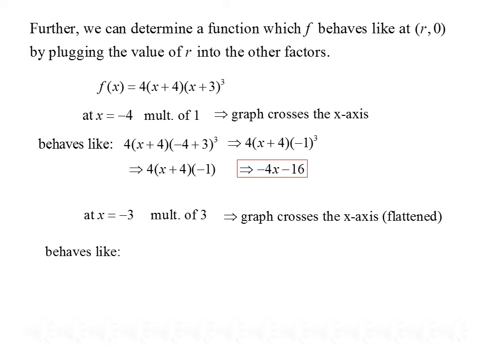4 times negative 3 plus 4 times x plus 3 cubed gives us 4 times 1 times x plus 3 cubed. And so if we simplify that, that'll give us 4 times x plus 3 cubed. So at x equals negative 3, our graph behaves like the function 4 times x plus 3 cubed.